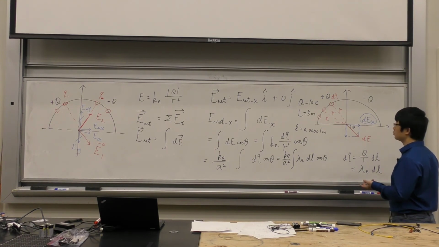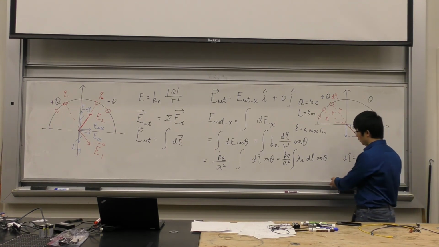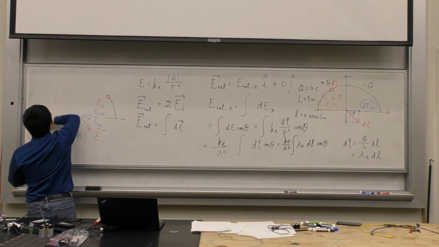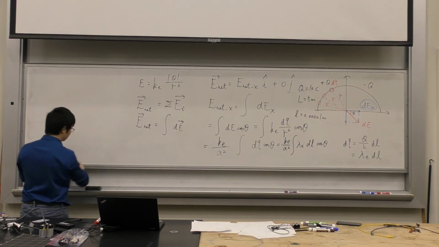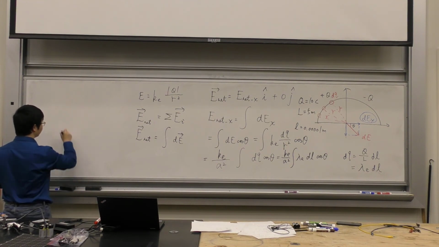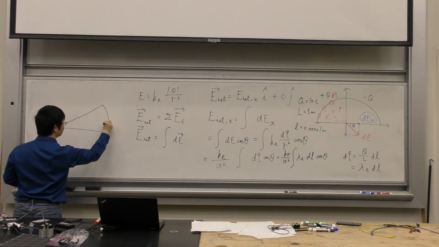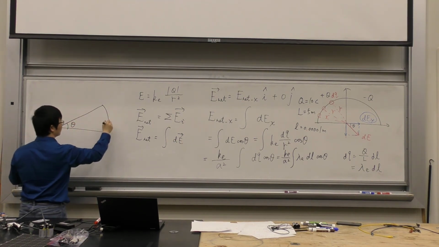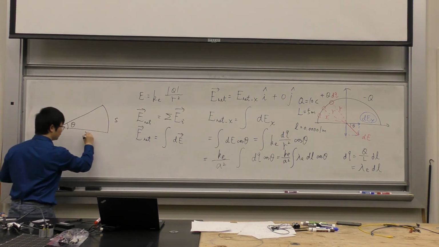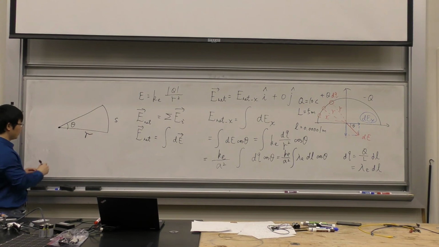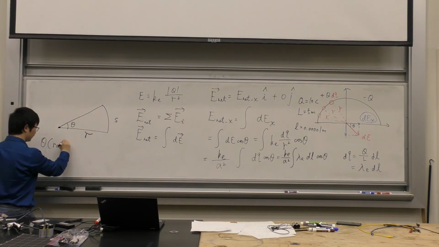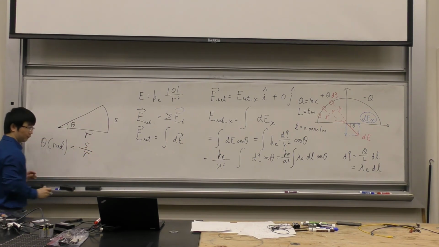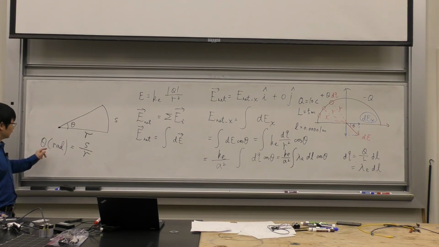So the trick is this. If you still remember the definition of an angle in radians, if this is the angle theta, and this angle corresponds to an arc length S in a circle with radius R, then this theta angle in radians, which is the SI unit of angle, is equal to the arc length divided by R. That's the definition of theta.